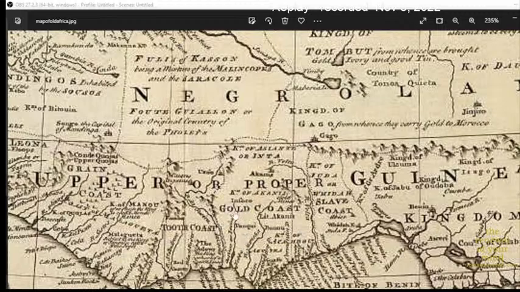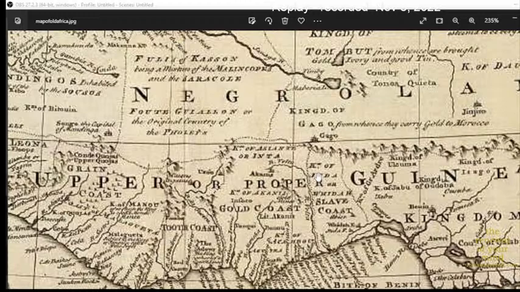Right there, you got the Gold Coast, you got the Slave Coast. So they was taking gold, they was taking slaves. But look at what's right above the Slave Coast: Kingdom of Judah. When it's more clear, it's a K and an M. So Kingdom of Judah. That's the F right there, though it looks a little blurry, but that's what it is. Kingdom of Judah. You can't get no more clearer than that.